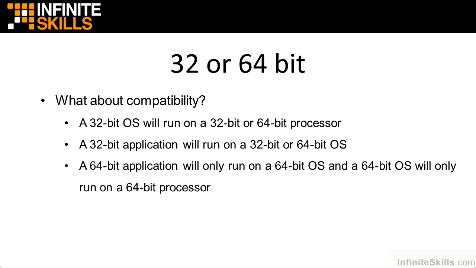A 64-bit application will only run on a 64-bit operating system, and a 64-bit operating system will only run on a 64-bit processor. So the bottom line is you can run 32-bit on 64, but you can't go from larger to smaller. You can't run a 64 on a 32-bit. If you can remember that, you've got it. But that's the main difference between 32 and 64-bit architectures, operating systems, and applications.